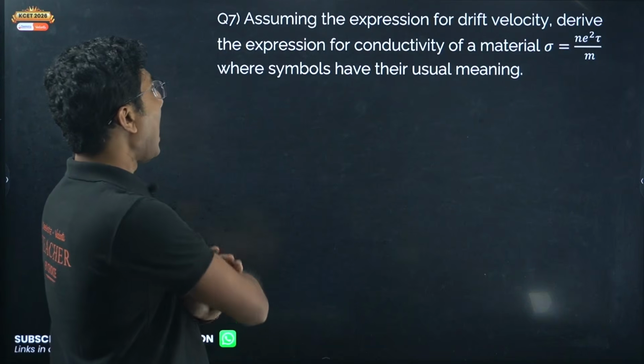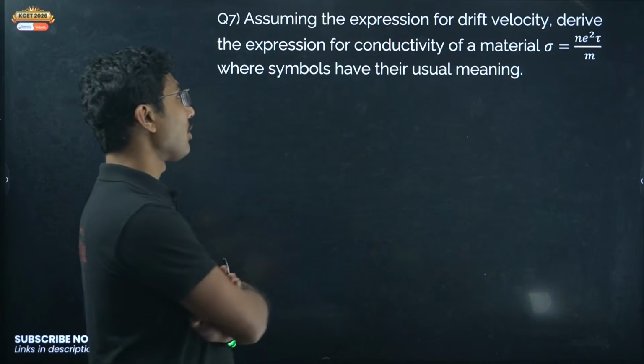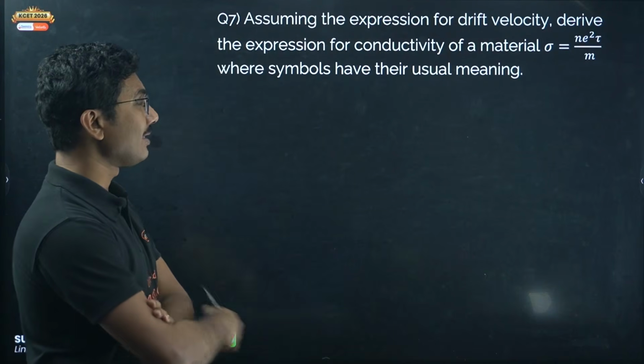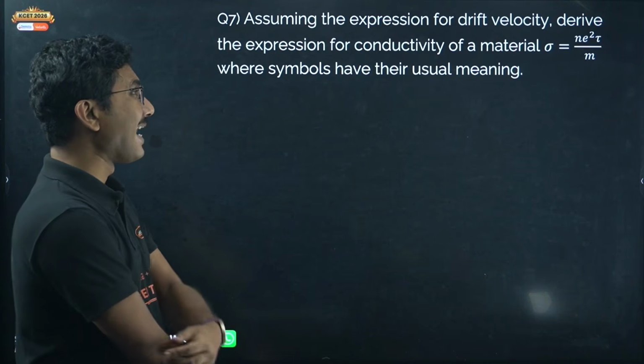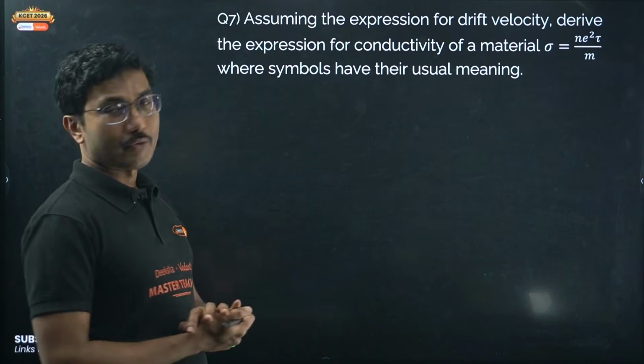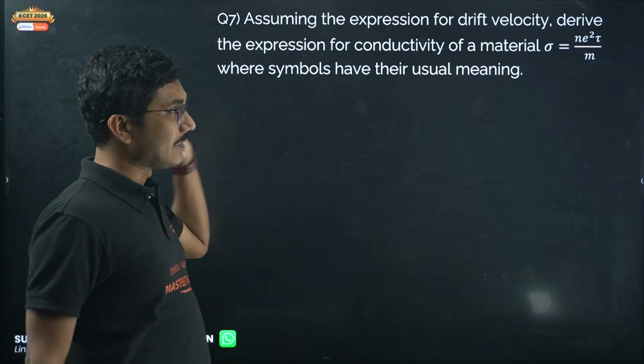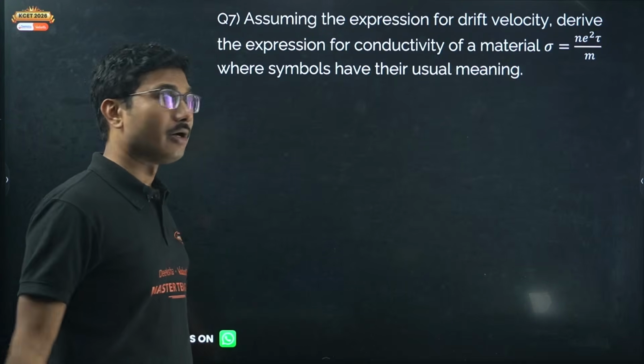Let's move on. Assuming the expression of drift velocity, derive the expression for conductivity of a material where sigma equals Ne square tau by m. Very easy question. Okay, very easy. This derivation is super simple. This question came in your preparatory exam also.